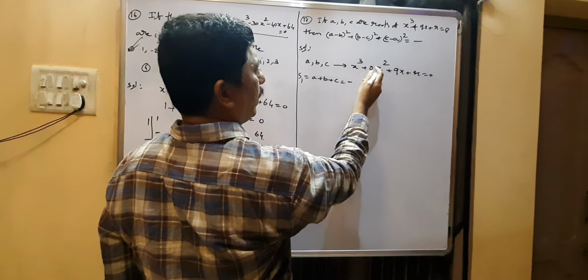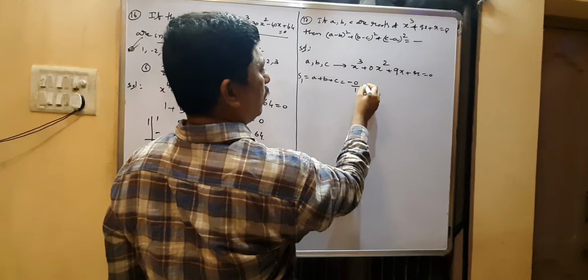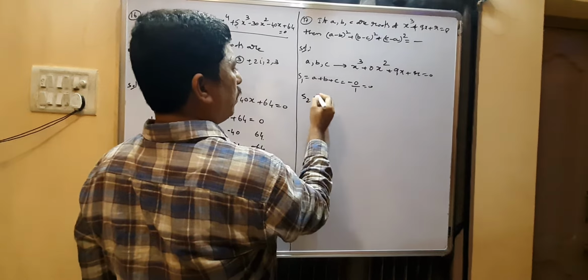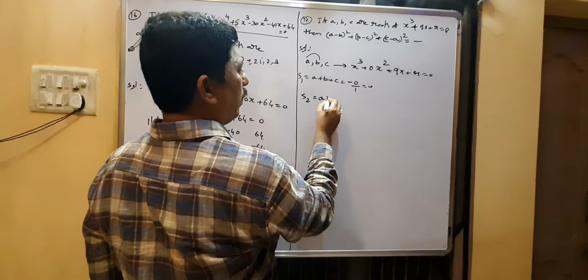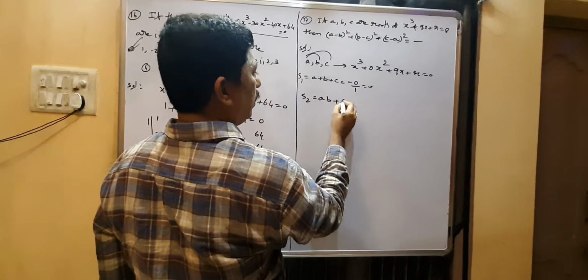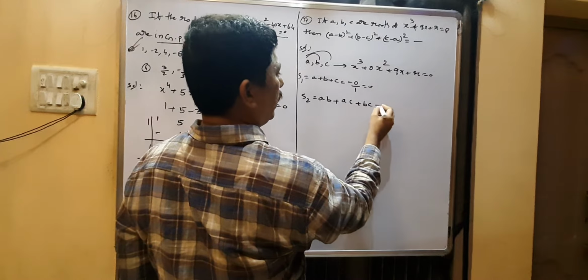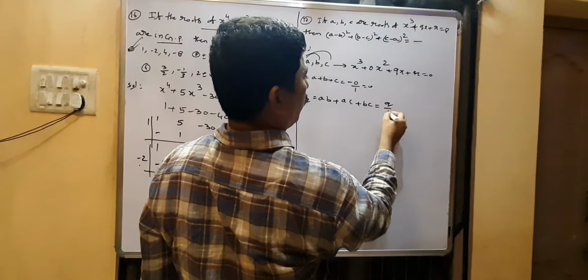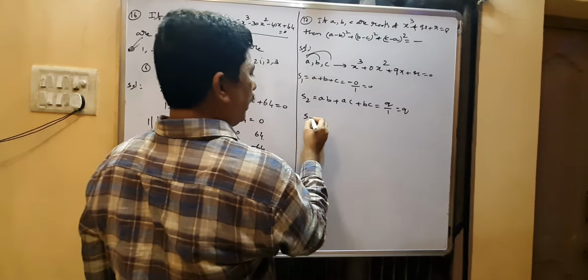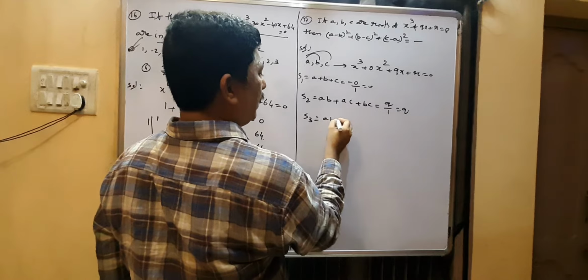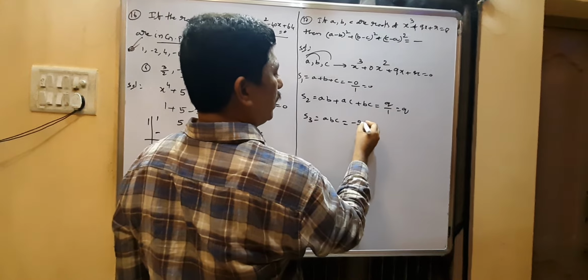S1 is minus b by a, that is 0 by 1, 0. S2 is sum of the product of roots taken two at a time, a into b plus a into c plus b into c. That is c by a, that is q by 1, q. S3 is the product of three roots a, b, c, that is minus d by a, that is minus r.